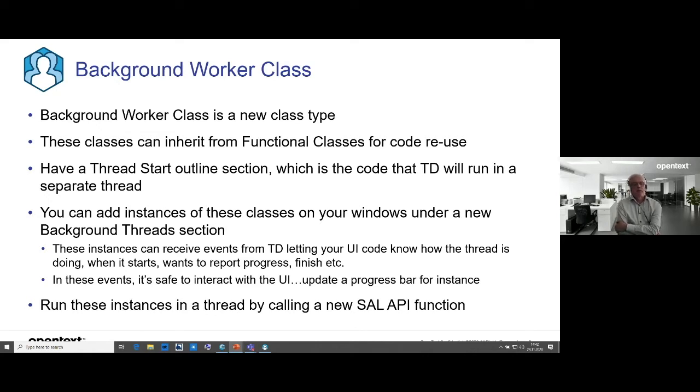There must be a thread start outline section inside the background worker class. That means inside this thread start outline section, there is code which should run in the separate thread. So if you have only one function, fine, you can call this function. If you have an instance of a class with a lot of functions running inside the class, then inside the thread start outline section of the background worker class, you should code this sequence of functions.